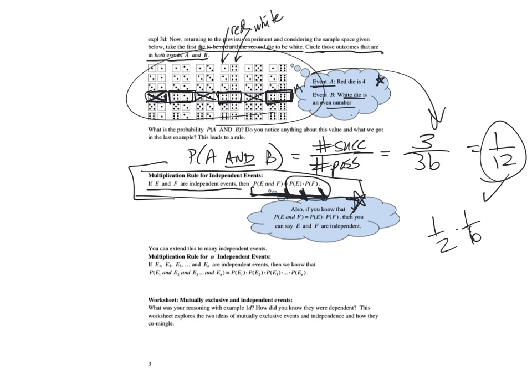Just like we had the addition rule for disjoint events, generalized for a whole bunch of events, this multiplication rule is true for many, many events, all of which are independent. So you see that from time to time.